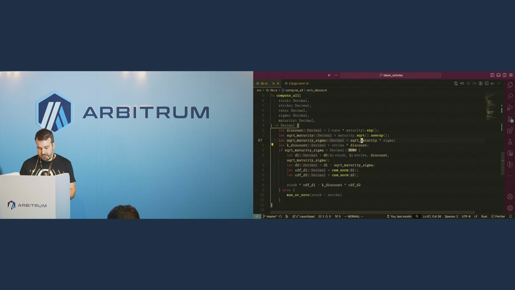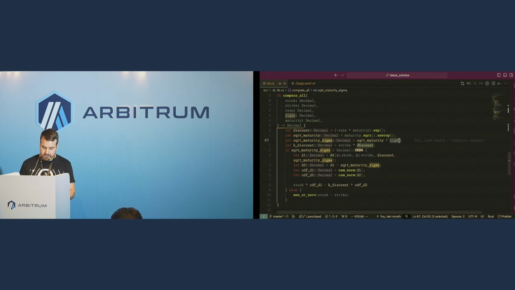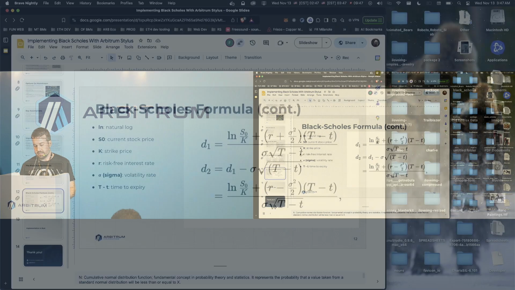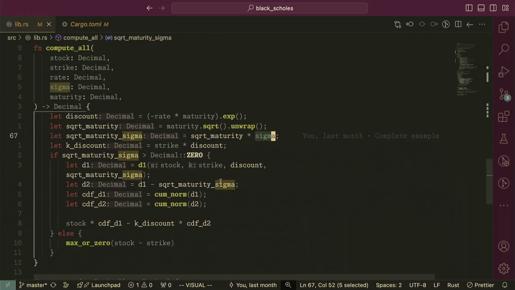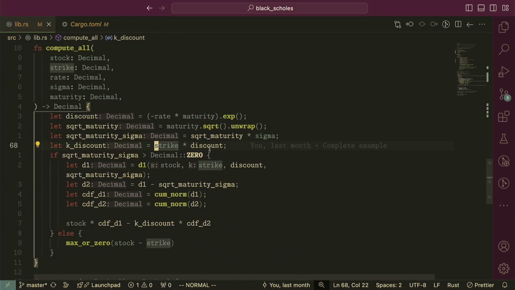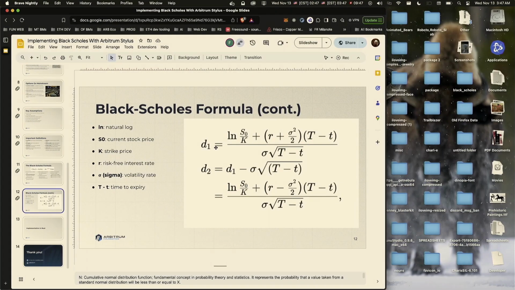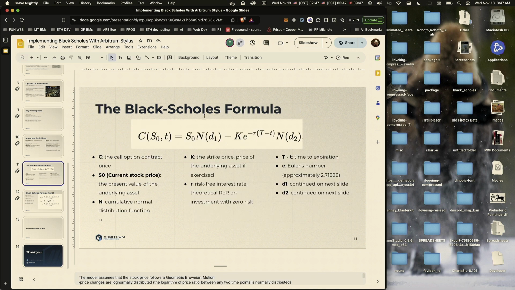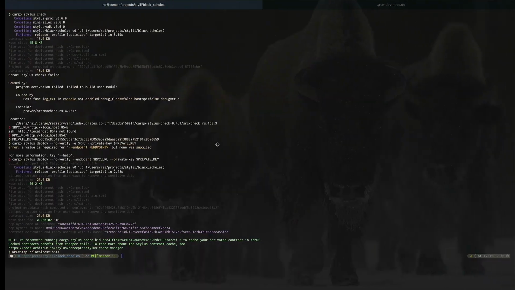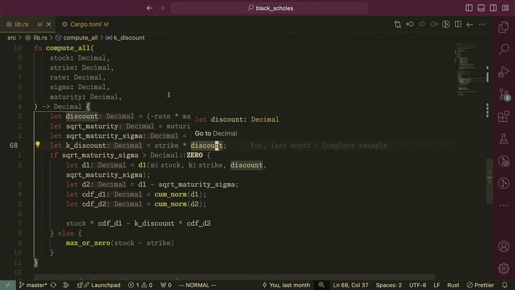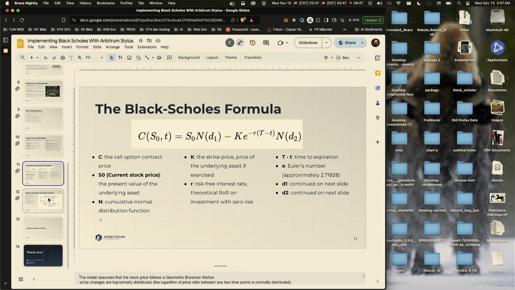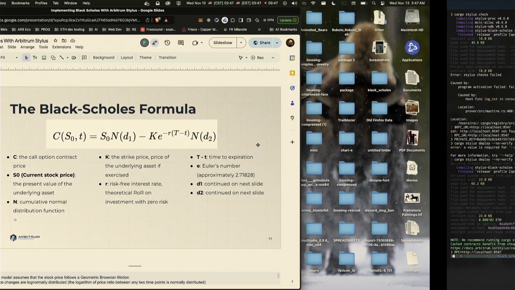We're taking the square root of the maturity times sigma, which is also exactly from there: sigma times the square root of the time to maturity. The K discount, which is the strike times the discount, is S sub 0 times the discount rate. Where is it on the formula? I think it's over here. That's the sigma e to the, that's this part, this strike price right here. That's this portion of the equation there.